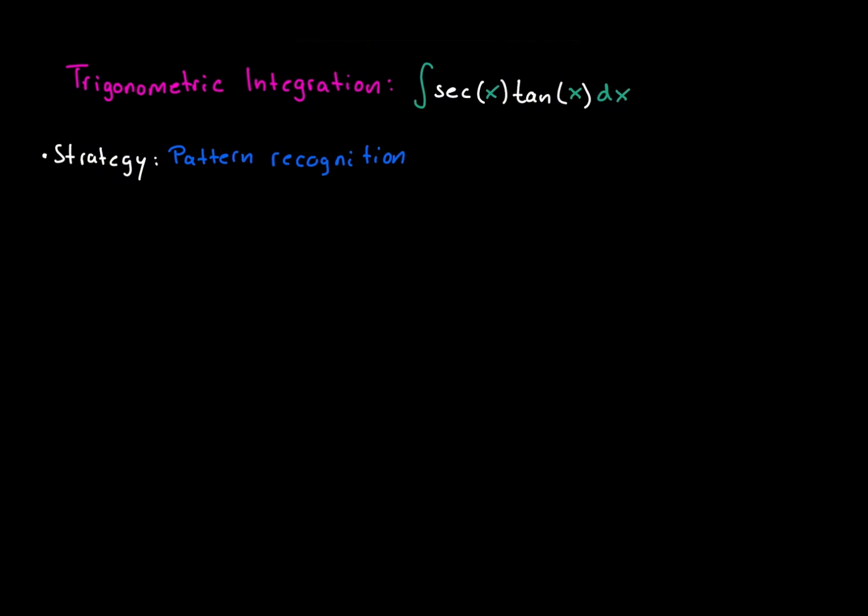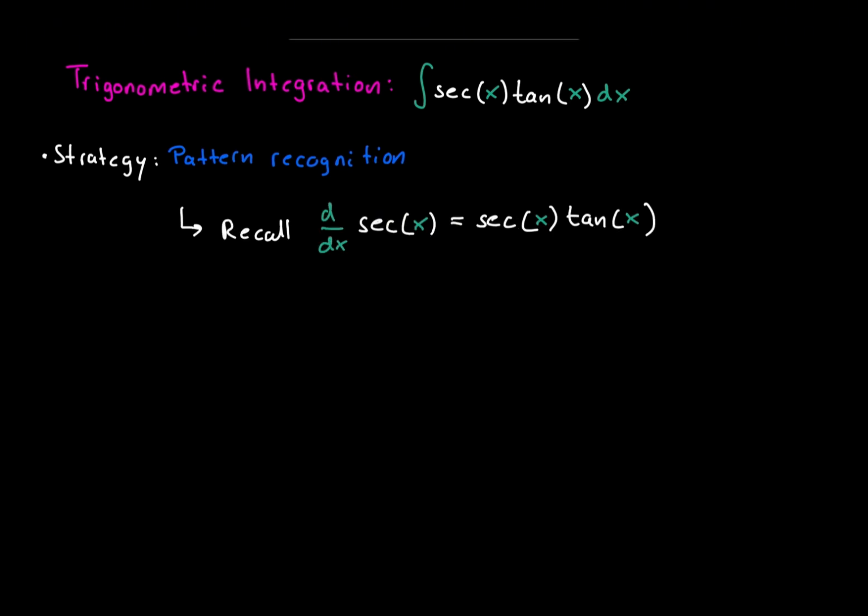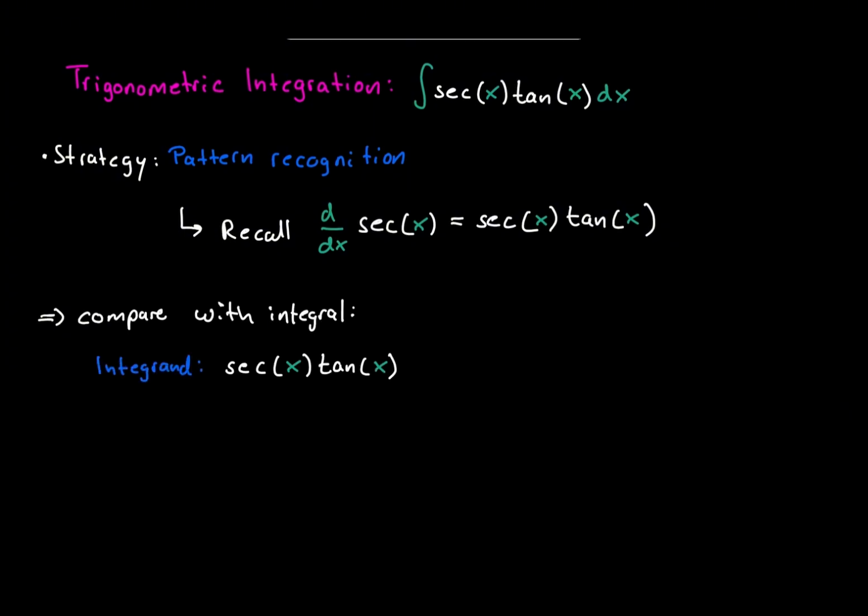So let's recall a key derivative. The derivative of secant x is secant x times tangent x. Now compare this with our integral. We are integrating secant x times tangent x, which is exactly that derivative. So instead of doing extra work, we can simply reverse the derivative.